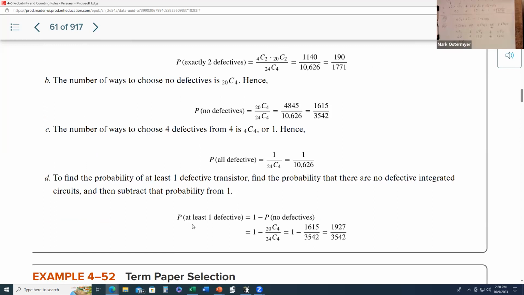What's the complementary event to saying that we sell at least 1 defective board? The complementary event of selling at least 1 defective board is to say we sell no defective boards. Well, we already computed that probability. The probability of selling no defective boards is 1615 over 3542. We're going to subtract that from 1, and you now have the probability of selling at least 1 defective board. Okay.